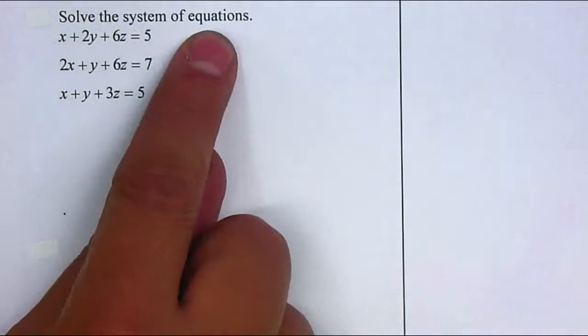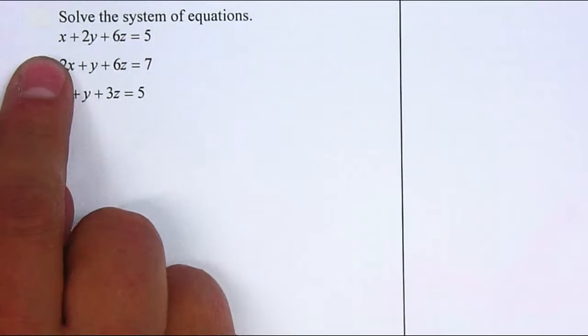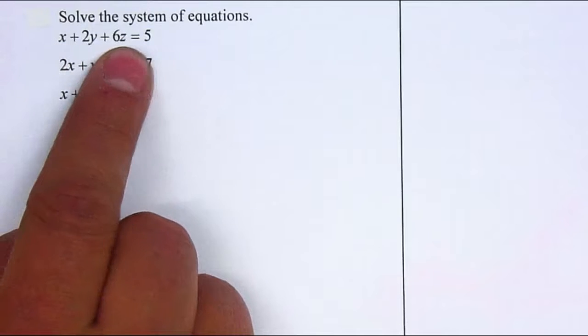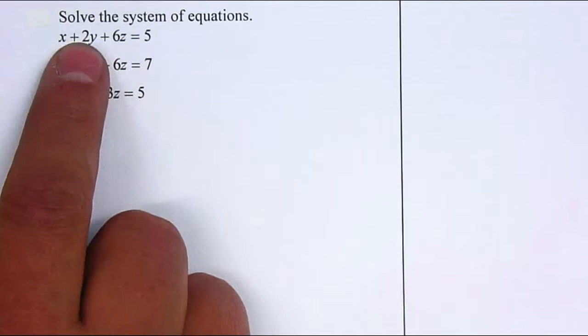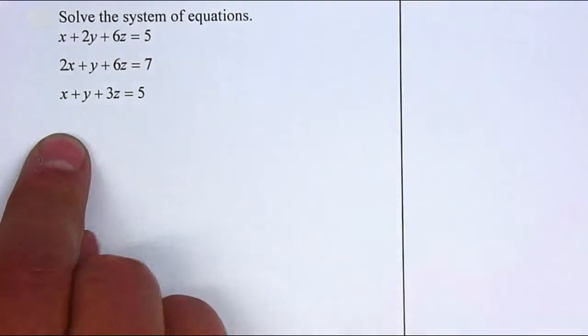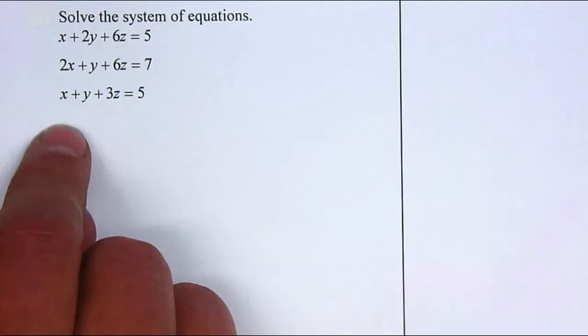Solve the system of equations. If you notice, we have three variables in this case, x, y, and z. Since we have three unknowns, we need to have three equations. Now, we are going to be solving it by combination.